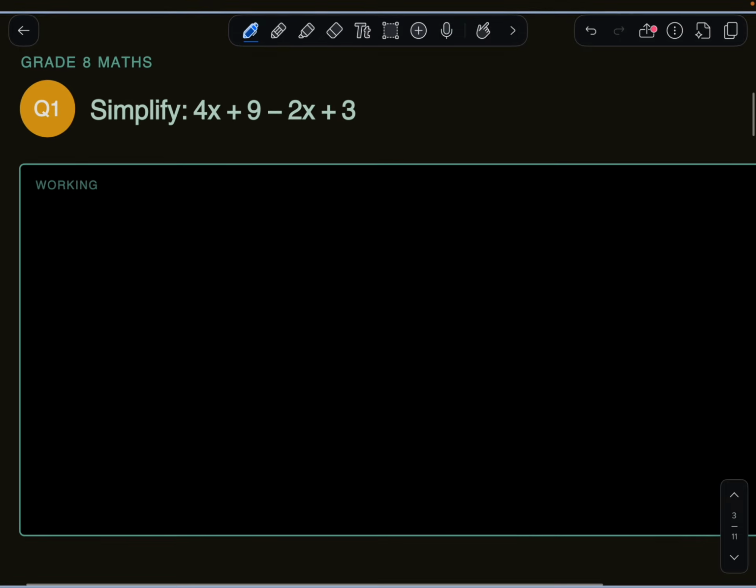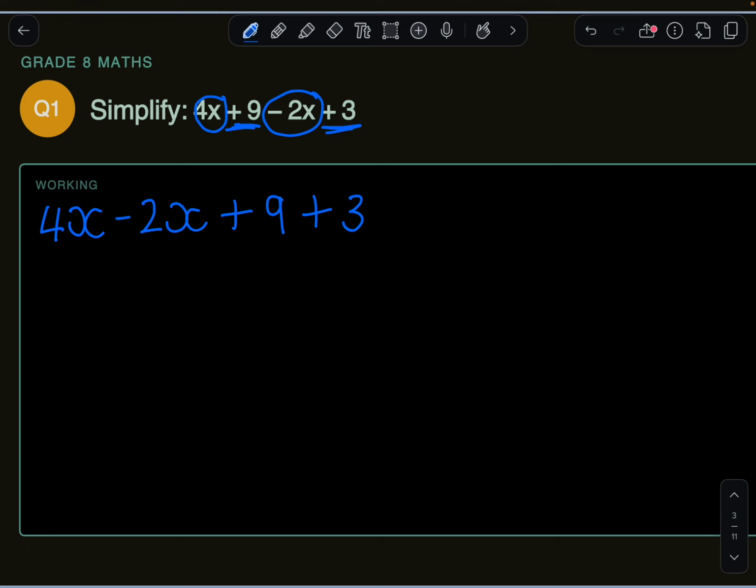Very often, they're going to ask you to simplify expressions. What we do when simplifying is add everything that is the same, and that is as far as we can go. Here, for example, we can add all the x's. I like circling them. So 4x minus 2x. Make sure you circle the sign in front, so it must be minus 2x. I like rewriting the equation then: 4x minus 2x, and then the numbers, plus 9 plus 3.